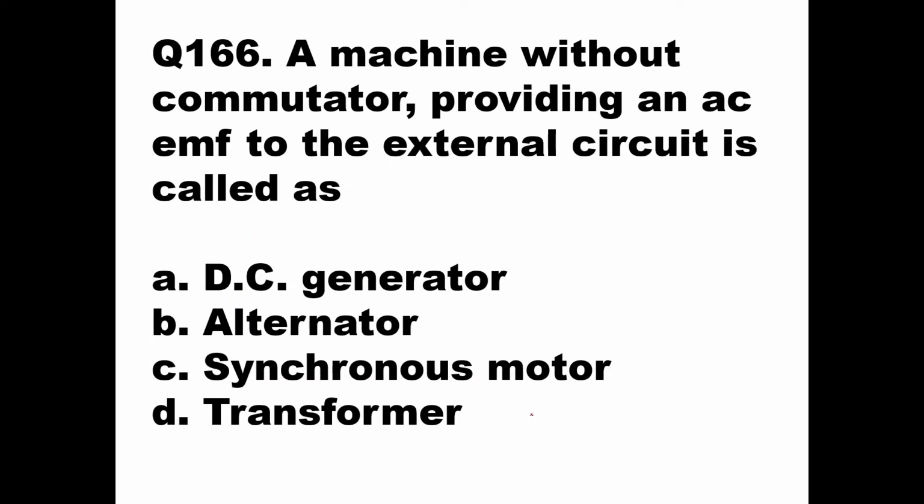Question number 166. A machine without a commutator providing an AC EMF to the external circuit is called as, obviously a machine which converts mechanical energy into electrical energy, that too as an AC quantity, alternating quantity. It is called an alternator. So here option B is the right answer. B is alternator. So an alternator is a machine without a commutator providing an AC EMF to the external circuit. Then we'll go to the next question.